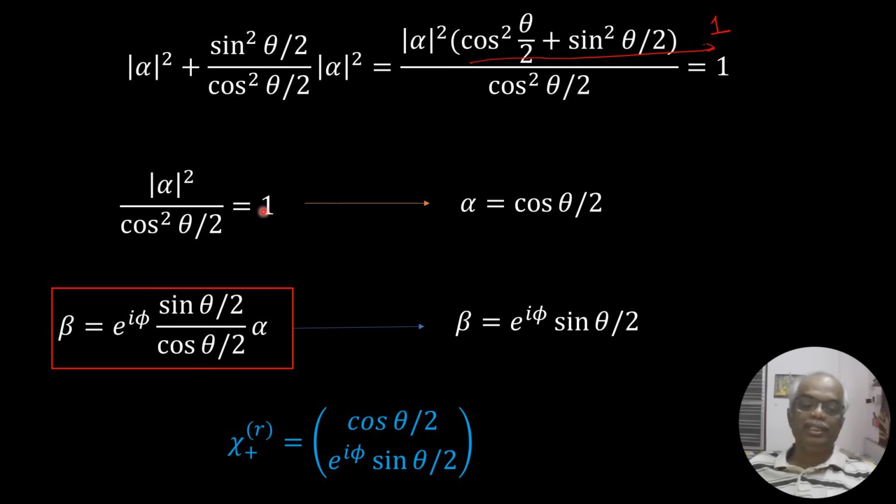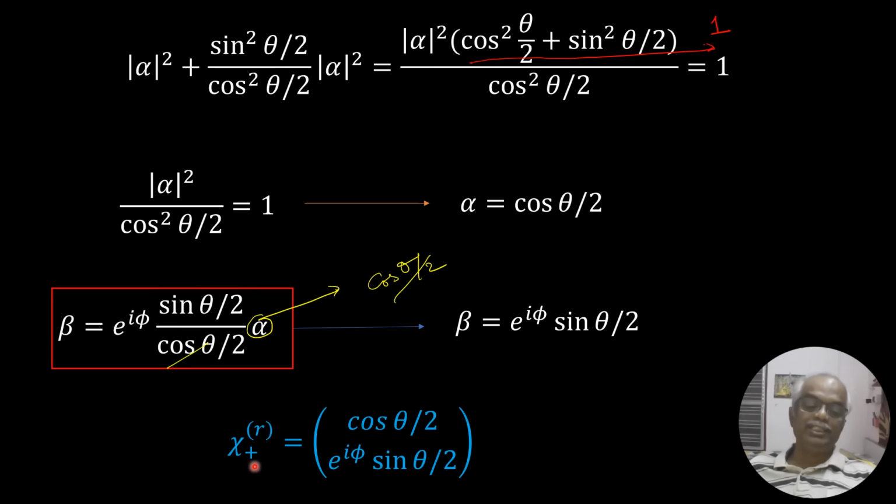So naturally, we can take alpha equal to cos theta by 2. Now we got this relation, beta equal to e power i pi sin theta over 2 divided by cos theta over 2 times alpha. Just now we have seen this relation. So here alpha is equal to cos theta by 2, and this cos theta by 2 will get cancelled with the cos theta by 2 in the denominator. So beta is equal to e power i pi sin theta over 2.